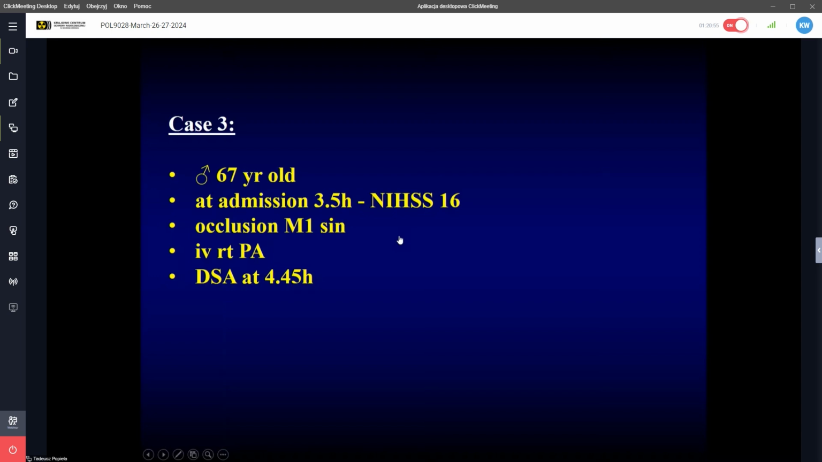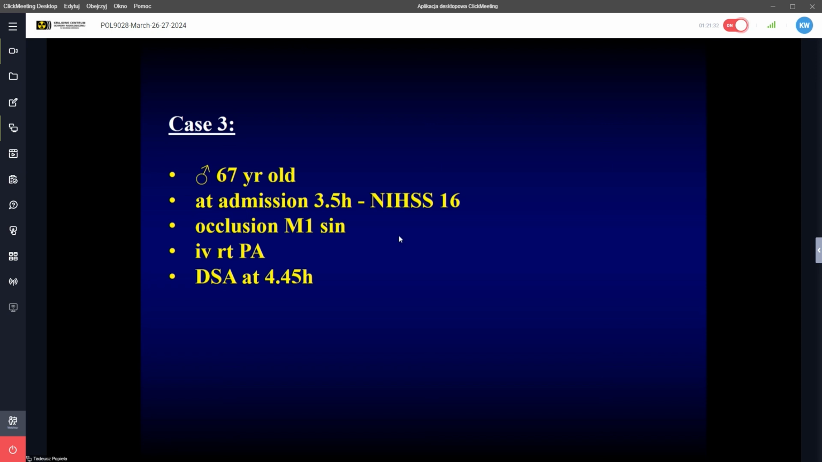That is the neurological classification which shows us how severe the patient's condition is. The 16 is quite severe. The occlusion, based on the angio-CT, was in M1, the branch of the middle cerebral artery on the left side. Because he was in good time, below the 4.5 hours, neurologists decided to introduce intravenous thrombolysis, but without success. So the patient was transported to our hospital.